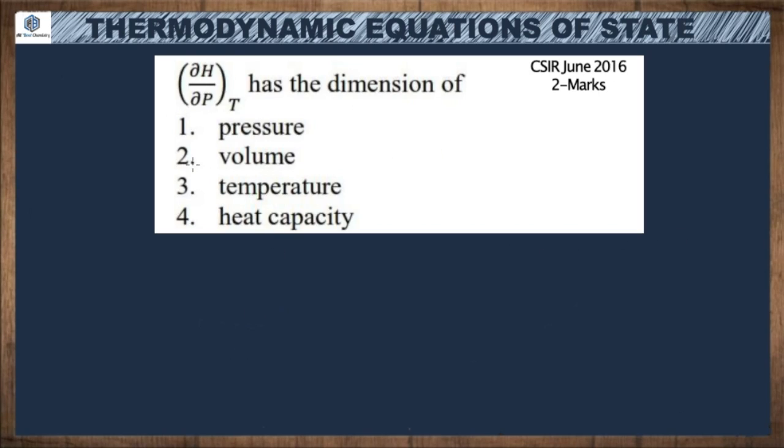Here it says that del H by del P at constant T has a dimension of, okay. It was again asked in the same exam, CSIR June 2016, for 2 marks. If you know the second thermodynamic equation of state, you can do this. The second thermodynamic equation of state is given by del H by del P at constant T, which is what has been asked, and that equals minus T del V by del T at constant P plus V.